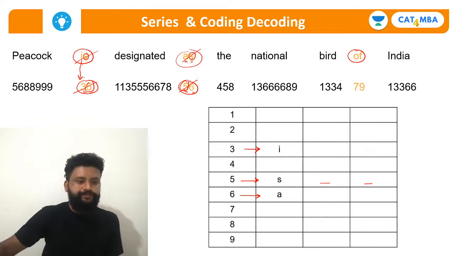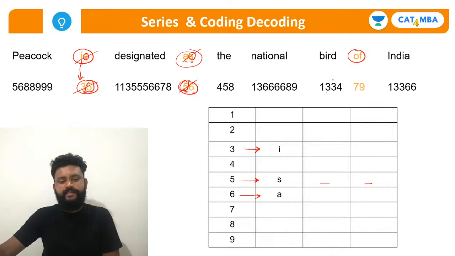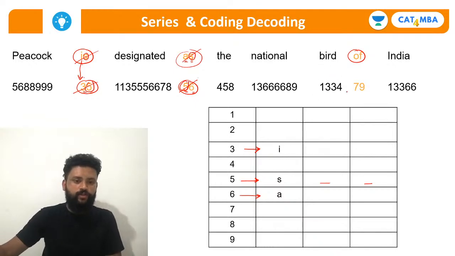Okay, so BIRD is coded as 1334. We don't know what is 1, what is 3.